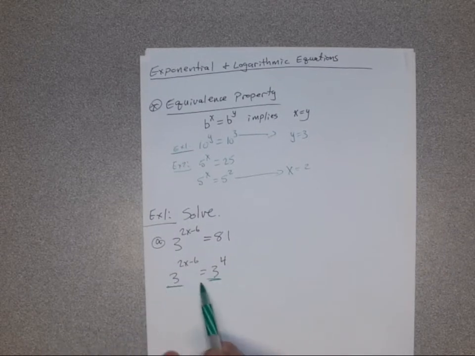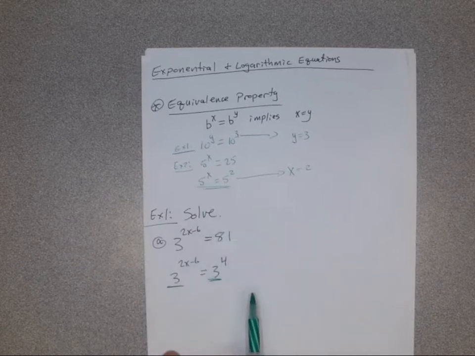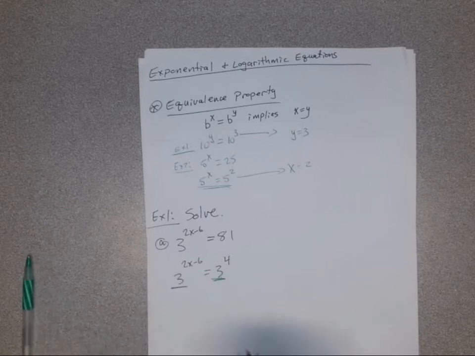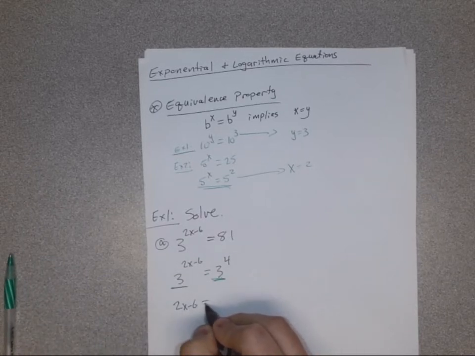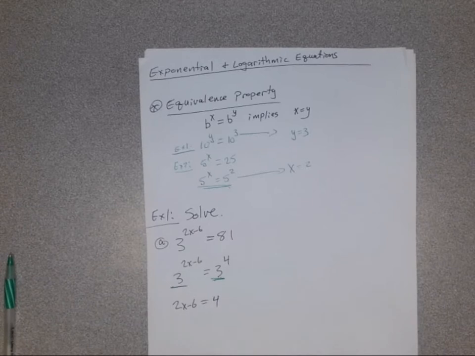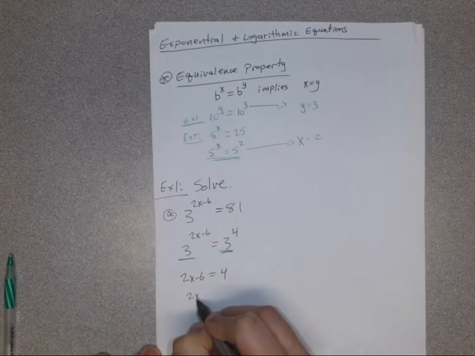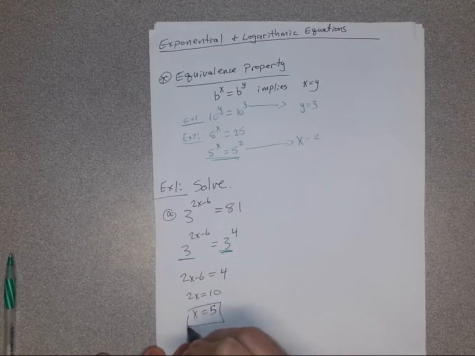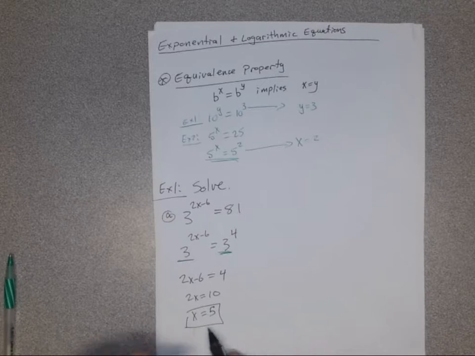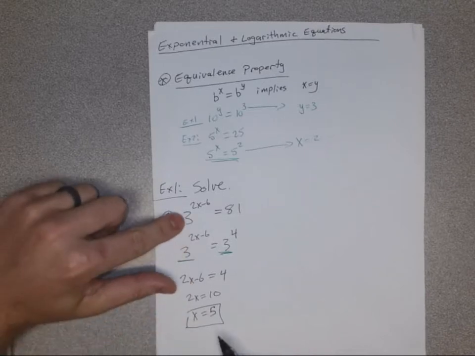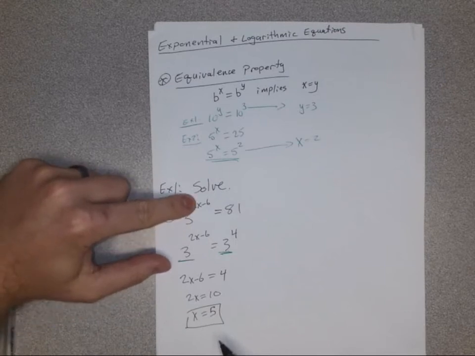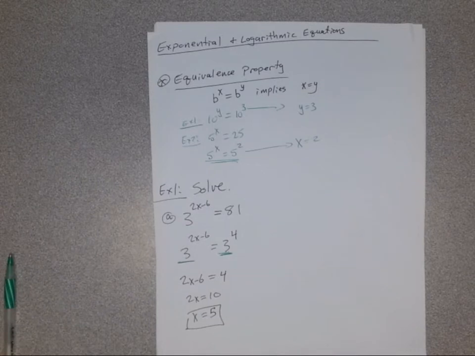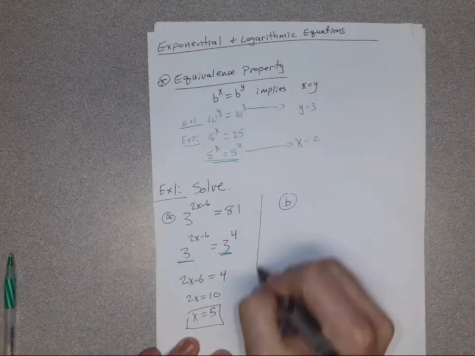Think of this step the same as the one above. Since the bases are the same, we set their exponents equal to each other. So we get 2x minus 6 is equal to 4. And then from here, it's just simple algebra. Add 6, divide by 2. So x is equal to 5. What that's saying is, if I take this x value of 5 and plug it back into the original equation for x, then these two things will equal each other. And so there you go. That one is finished. You try this one by yourself.